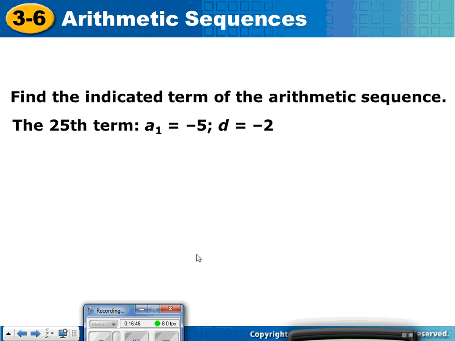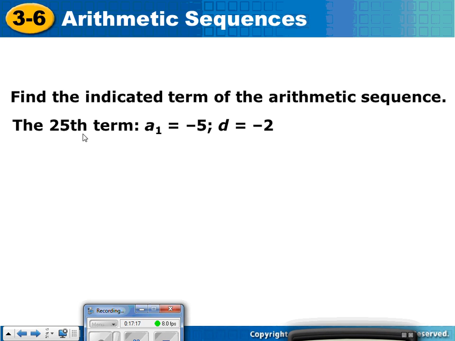So here we go. Find the indicated term of the arithmetic sequence. So right off the bat, I'm telling you it's arithmetic. We want to know the 25th term. A sub 1 is negative 5, D is negative 2. This means the first term in the sequence is negative 5. The common difference is going down 2 every time. Figure out what the 25th term is.